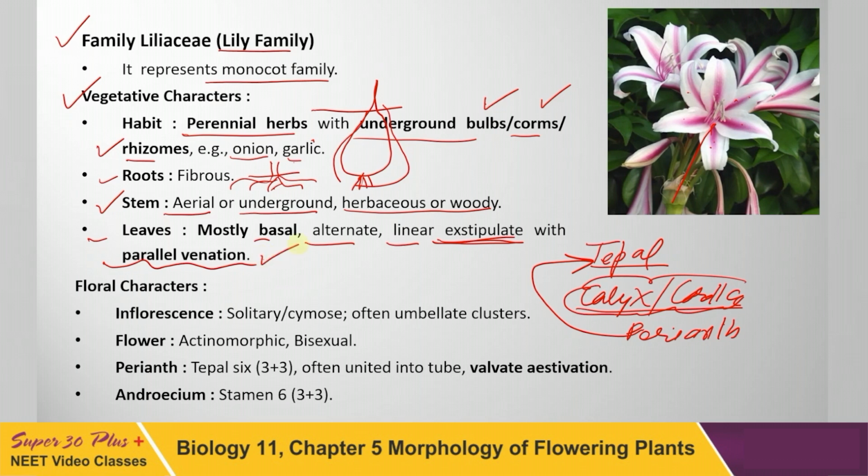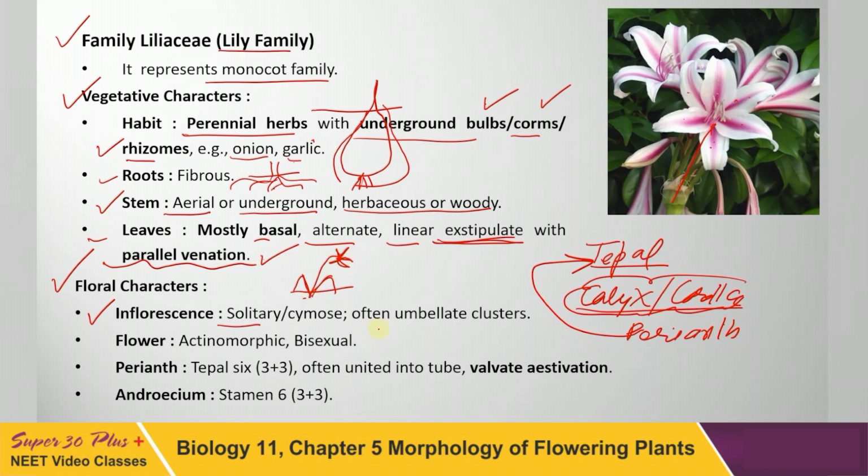Come to the next now, the floral characters. As usual, we have to discuss inflorescence first. It may be solitary, as in the case of lily. You have seen this is the plant here, and the flower is borne singly, with these 6 tepals, solitary flowers.